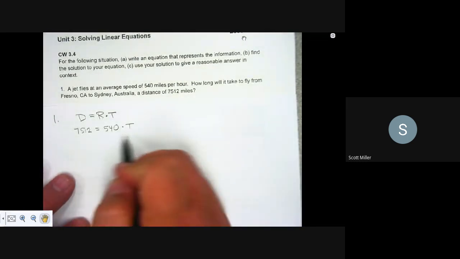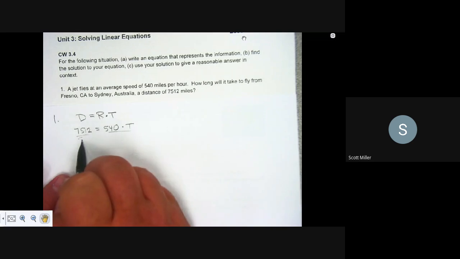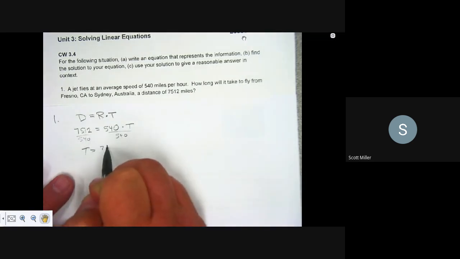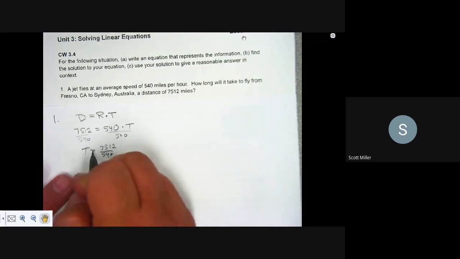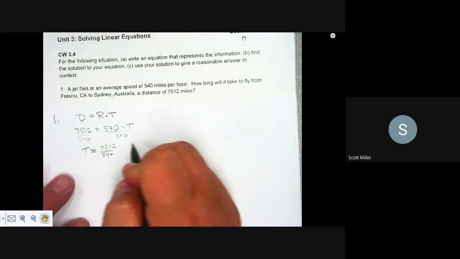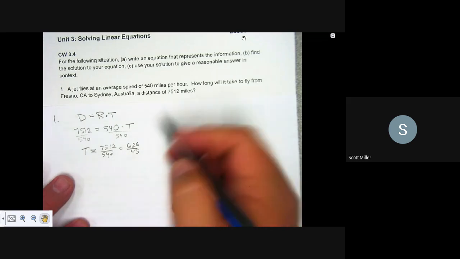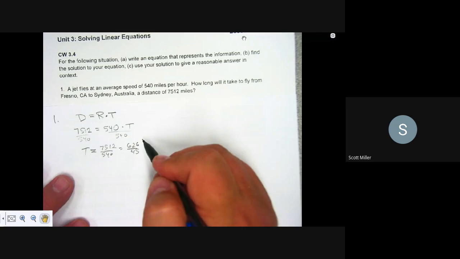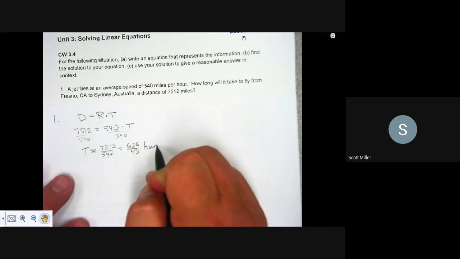Then what? Well, then we just solve this for t. So I'm going to divide both sides by 540. And I get t equals 7512 divided by 540. That is the exact answer. You can reduce this answer. If you reduce it down, you're going to get 626 over 45. That is a fractional answer, and it is in hours. So your units of measure are in hours.